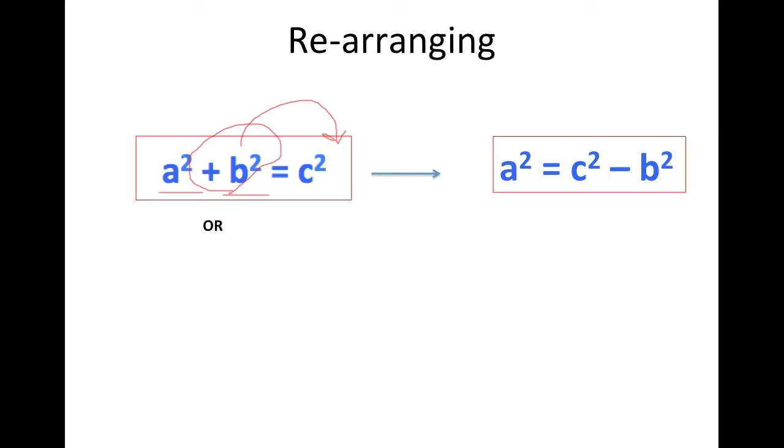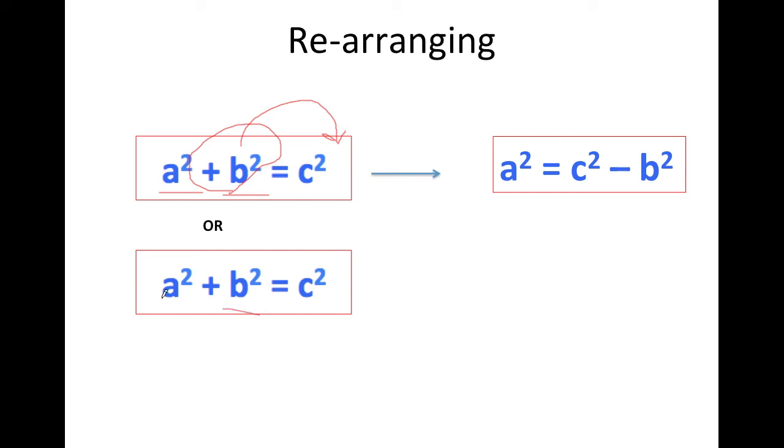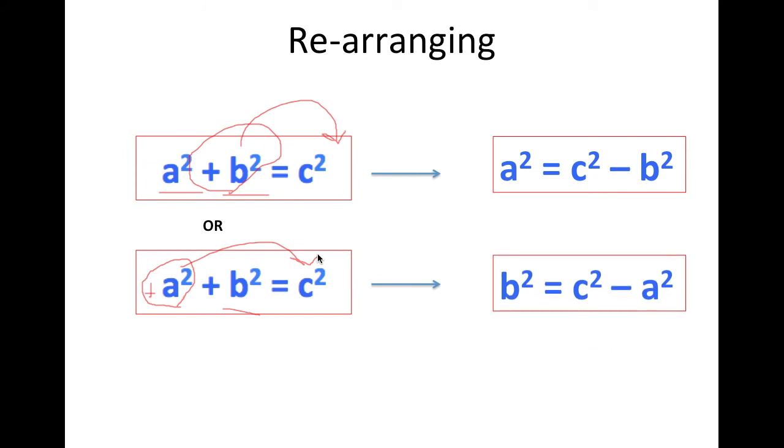But what if you want to make b squared the subject? Then what we have to do is, we all know there's a plus here, okay? We take this plus a squared onto the other side. So we get b squared equals c squared minus a squared. So pretty much, we have the longer side and we have the smaller side. We just take them away to get another smaller side. That's how simple it is. So let's attempt a question.